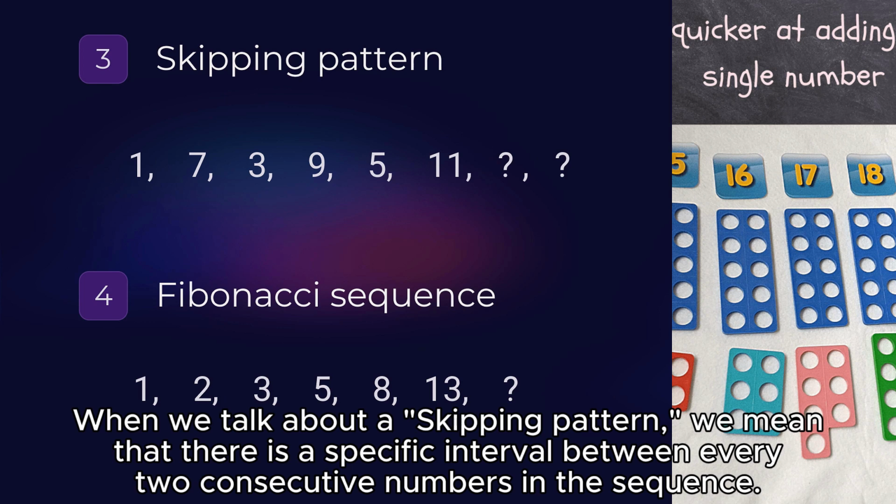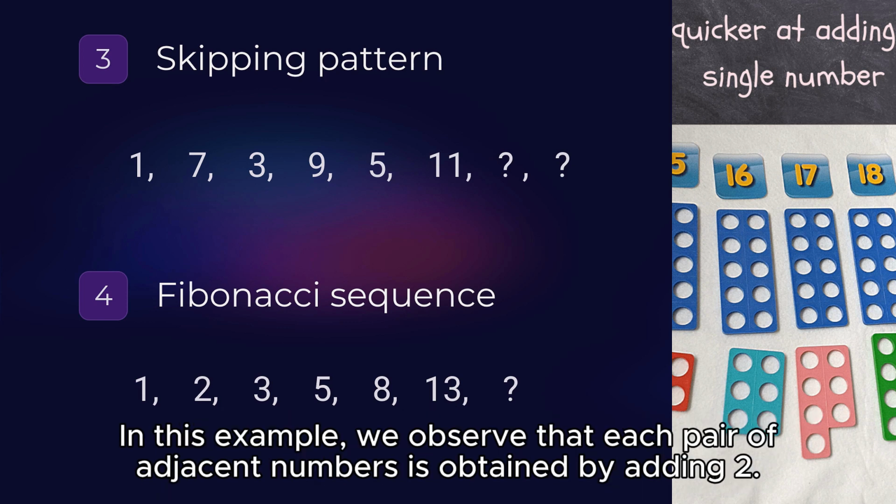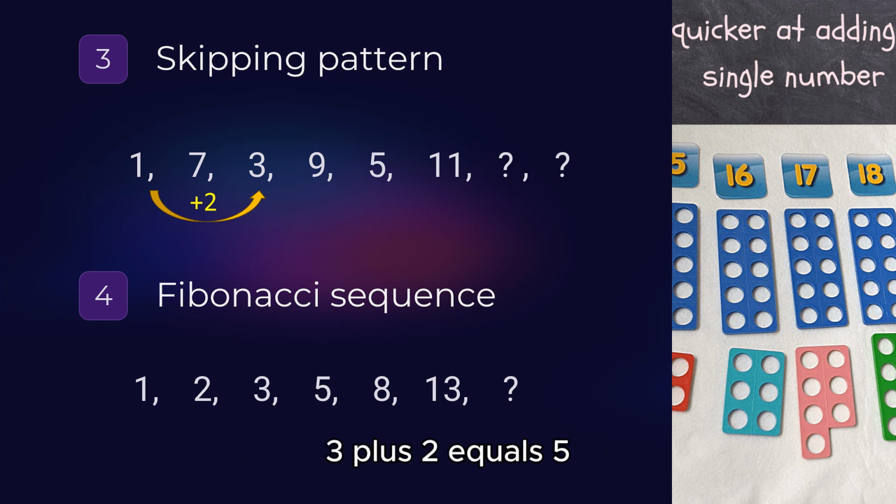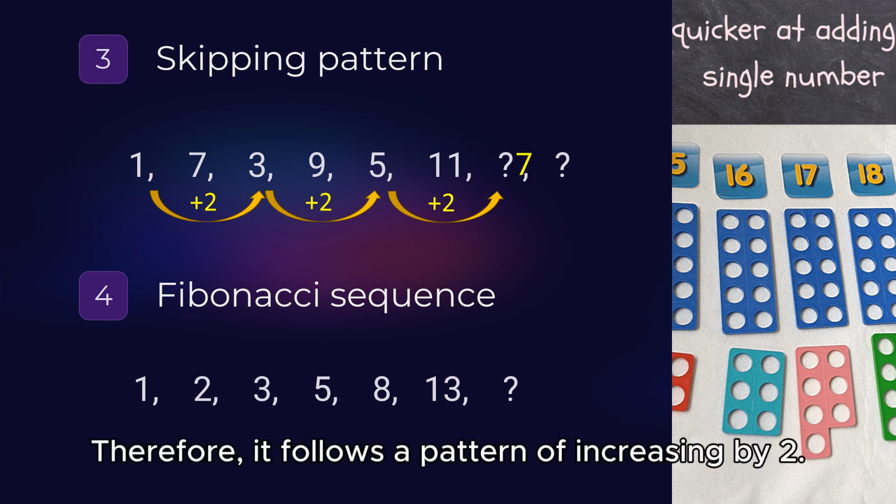When we talk about a skipping pattern, we mean that there is a specific interval between every two consecutive numbers in the sequence. In this example, we observe that each pair of adjacent numbers is obtained by adding 2. Let's break it down. 1 plus 2 equals 3. 3 plus 2 equals 5. 5 plus 2 equals 7. Therefore, it follows a pattern of increasing by 2.